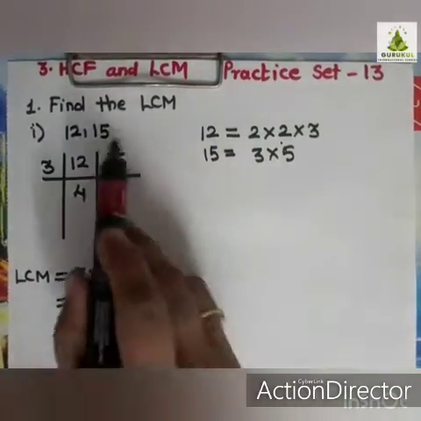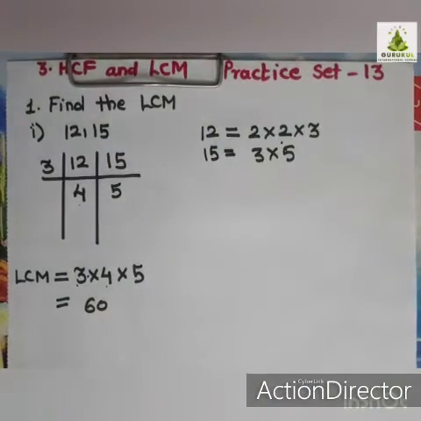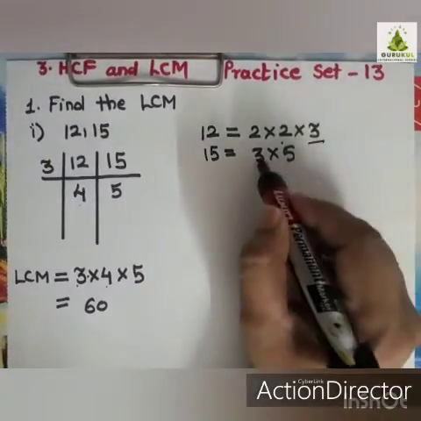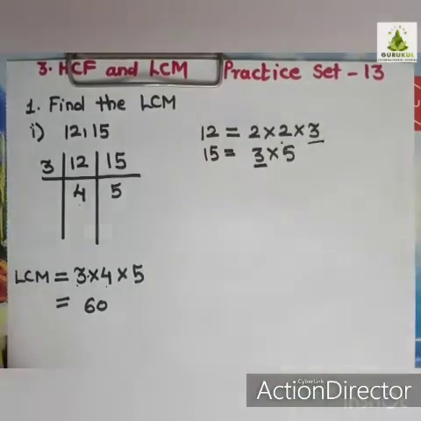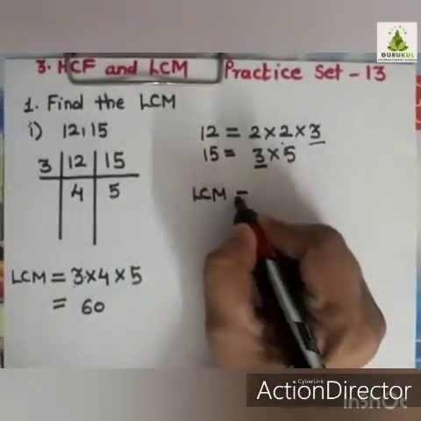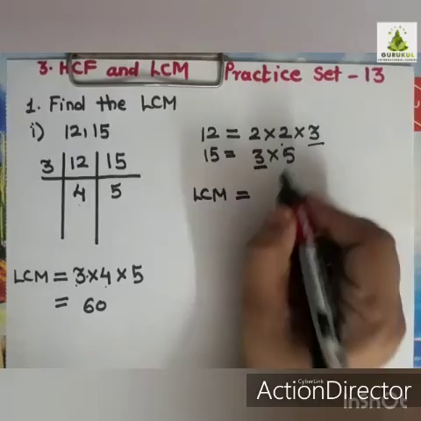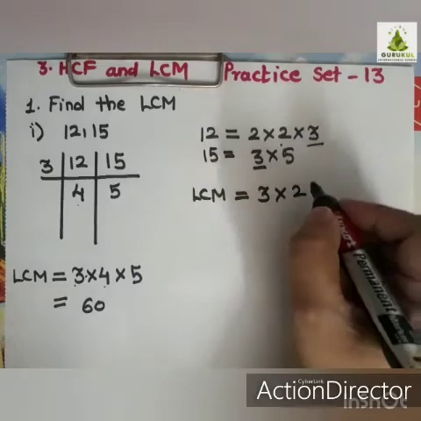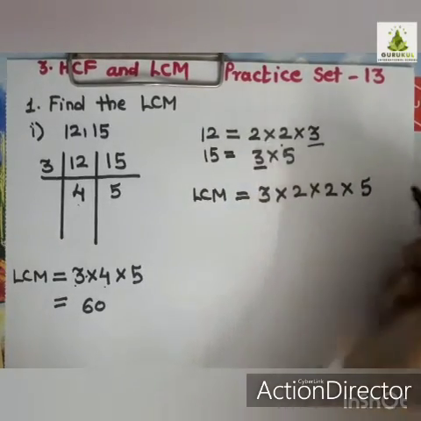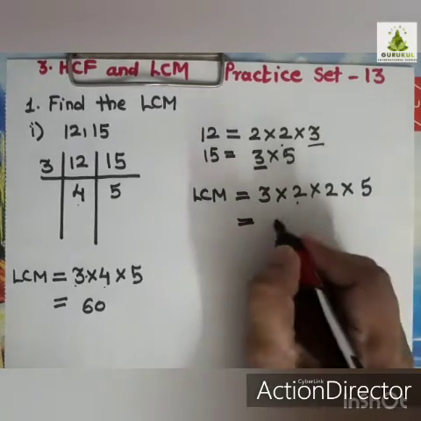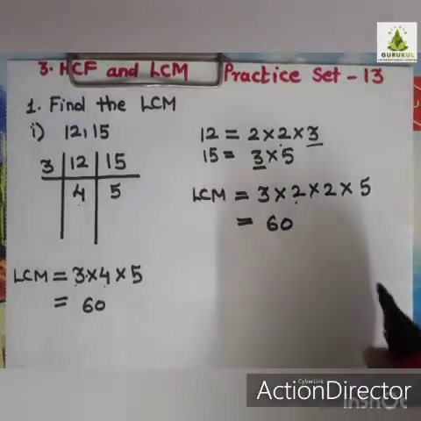Here only 2 numbers are there. Whenever 3 numbers are given, we have to write the factors for all 3 numbers. Now while finding the LCM, we have to find the common number between these 2. Which is the common number? That is 3, so 3 will be its HCF. So LCM is equal to that 3, written one time, and then the remaining numbers, 2 into 2 into 5, and you multiply. 3 2s are 6, 6 2s are 12, 12 5s are 60.